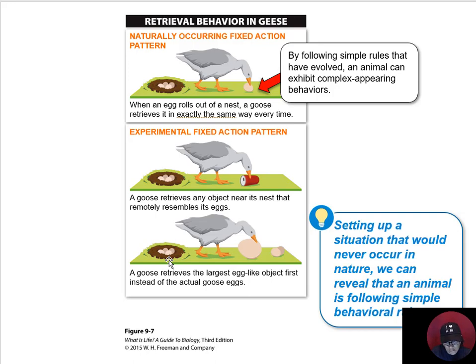And so we have to be very careful because there are such things as fixed action patterns that different organisms can exhibit. Okay, so by setting up these situations that would never occur in nature, we can reveal when an animal is following these very simple innate behavioral rules, rather than rules governed by some sort of emotion.